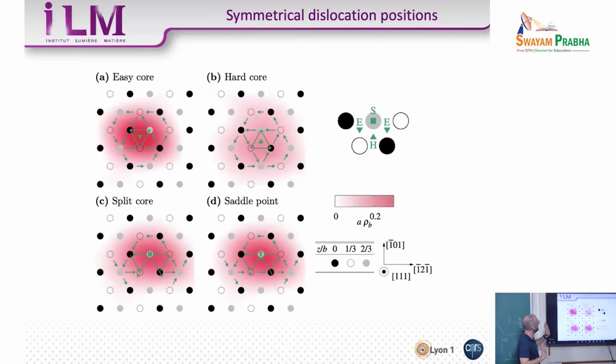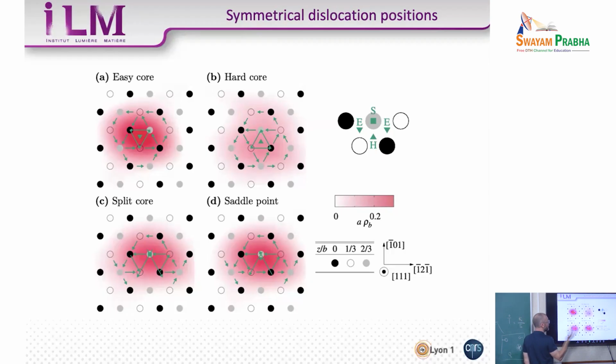Just as general knowledge, what we know in the BCC crystals is that there are very highly symmetrical positions for the screw dislocation. The screw dislocation can be centered, for this orientation, on a downward triangle, or on an upward triangle, or it can be centered very near an atomic column, or it can be the saddle point along the Peierls barrier when the dislocation is moving from one configuration to the other. Right? So there are different positions for the dislocation.